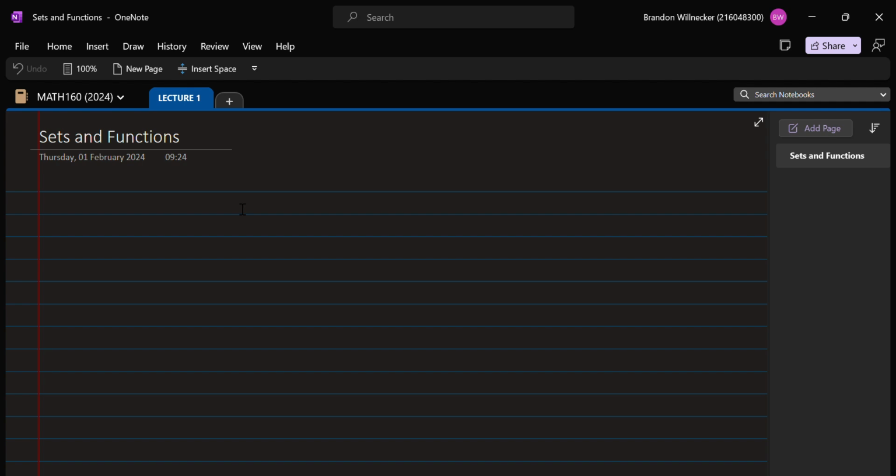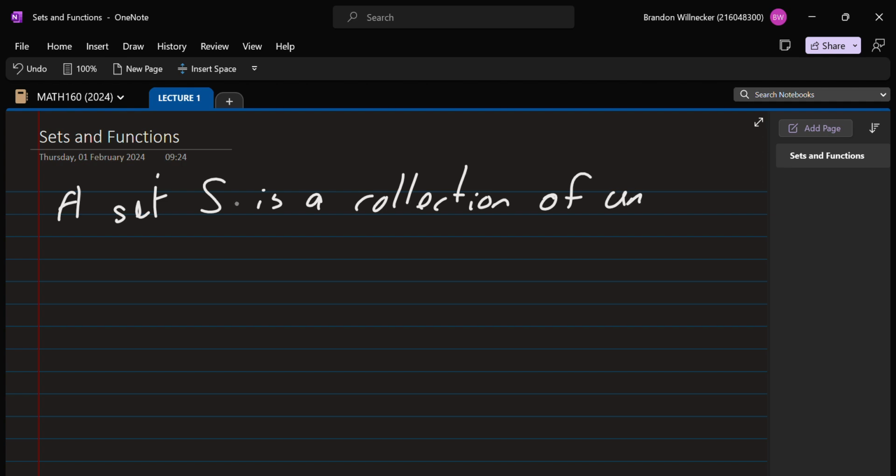So firstly, what is a set? Okay, so a set, let's call it S, is a collection of unique objects. We try to be as broad as possible because in mathematics we can have sets of lots of things. We can have sets of numbers, we can have sets of functions, we can have sets of quite a lot of things. So in general, it's a collection of unique objects.